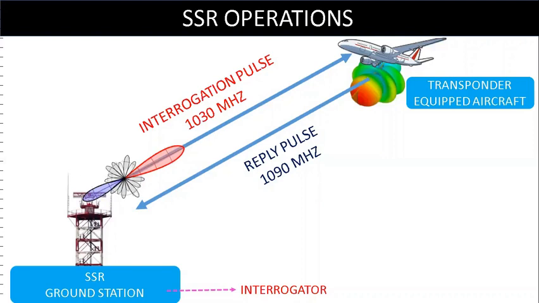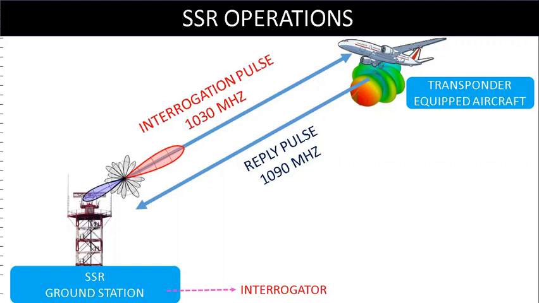Secondary radar systems are air traffic control systems used to obtain identity and altitude of cooperative targets. Cooperative targets are aircraft with a serviceable transponder on board. Secondary surveillance radar system is a ground station called an interrogator, which transmits a suitably coded group of pulses on a frequency of 1030 MHz using a directional rotating antenna.